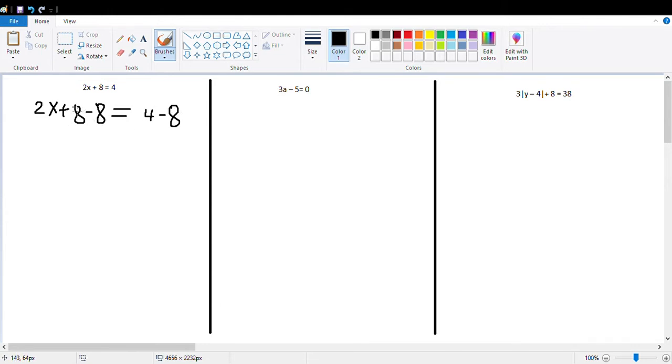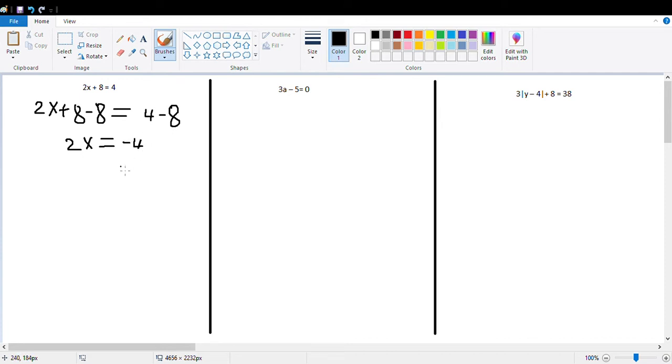Then the first step is to subtract 8 on both sides of the equation. 2x plus 8 minus 8, this 8 minus 8 is going to be 0. Then on our left, we have just 2x. On the right, 4 minus 8 is negative 8.